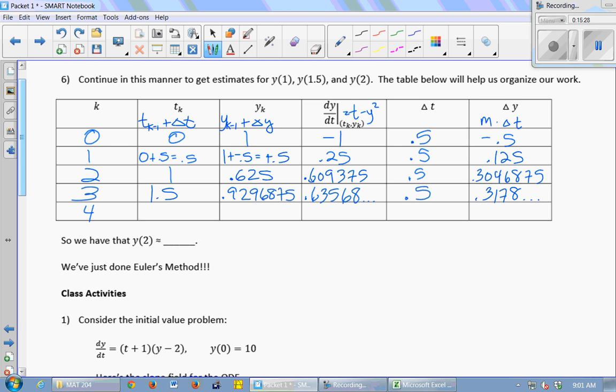Okay, finally, step 4. My new t value is my old t value plus delta t. 1.5 plus 1/2 is 2. And this is what I was looking for, right? These are the values I wanted, 1, 1.5, and 2 for t. So I've got those. This is the last one I need. My new y is my old y, 0.929, blah, blah, blah, plus delta y, 0.3178. And that comes out to approximately 1.25. So we have that y of 2 is approximately 1.25. Right? The value from the table of y when t is 2.